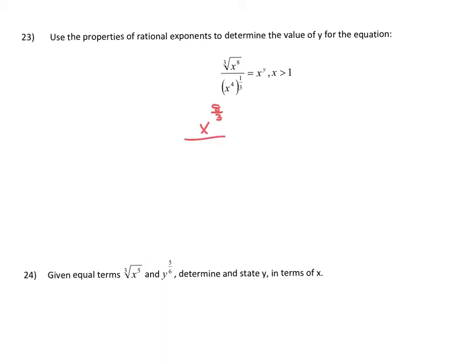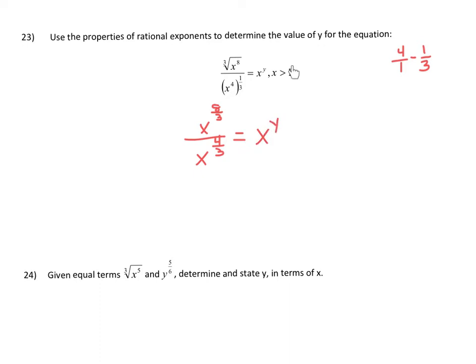Okay, now in the denominator, remember, if you have a power being raised to another power, you just multiply the exponents. So 4 times 1/3, I'm going to do it off to the side. 4/1 times 1/3 would just be 4/3. So in the denominator, we have x to the 4/3 power. And then I'm going to bring down the right-hand side of the equation.